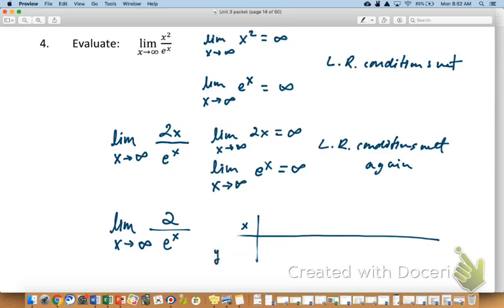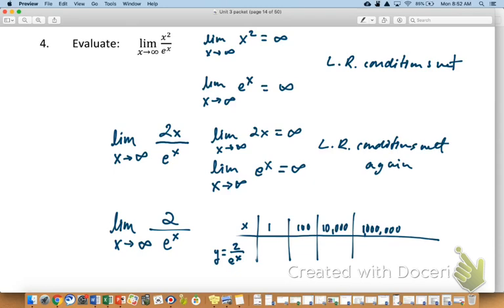I need to get the right function in there. How about 2 over e to the x? Sorry about that. So if x is 1, then 100, then 10,000, then 1,000,000, would you agree that x is heading towards infinity? 100, 10,000, 1,000,000, right? We're not anywhere near infinity, but we're heading there.